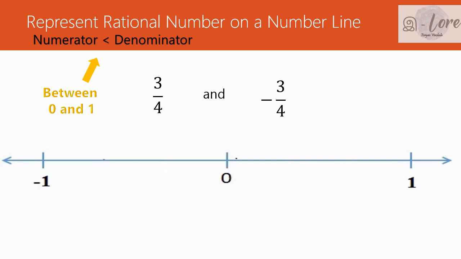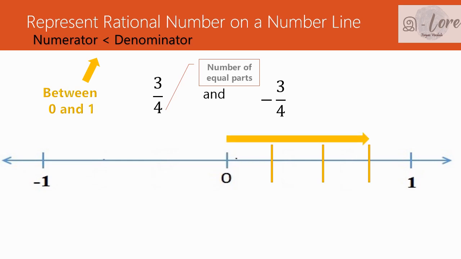Now the denominator is 4, so we have to divide the interval from 0 to 1 into 4 equal parts. So now we mark the divisions 1, 2, 3 and 4. Now what does the numerator tell us? As we know, the numerator tells how many parts we have to move. Here the numerator is 3, so we move 3 parts from 0, which is the point representing 3 by 4.